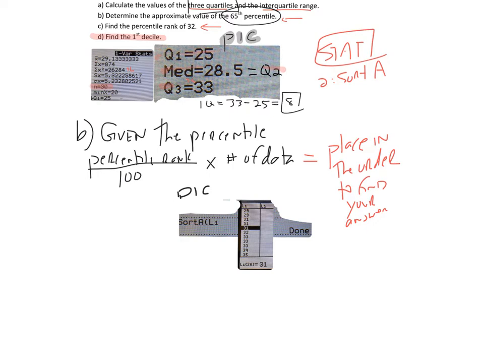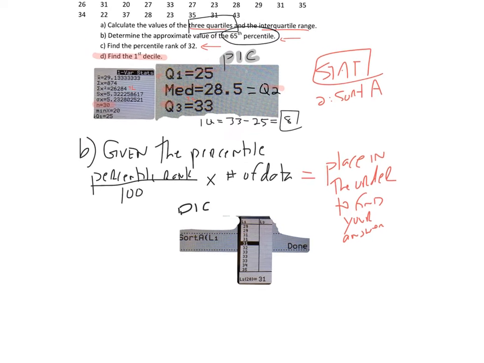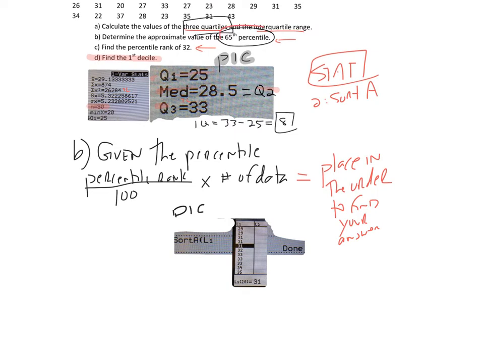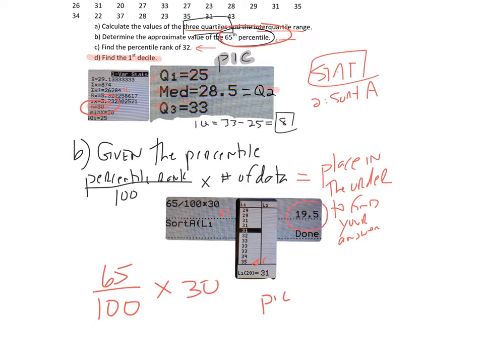And now we're going to take that percentile rank in the question, which you were told was 65. We'll do 65 divided by 100, and then multiply it by n, the number of numbers, which is 30. So I want you to do that computation on your calculator and supply a picture of that as well. And when you do that, you should be left with 19.5.